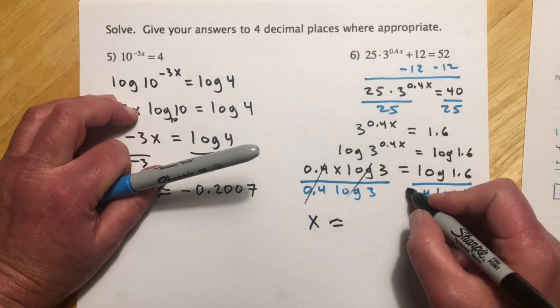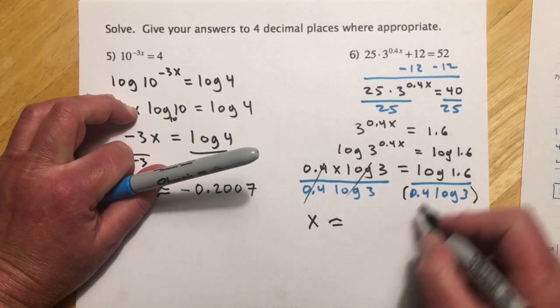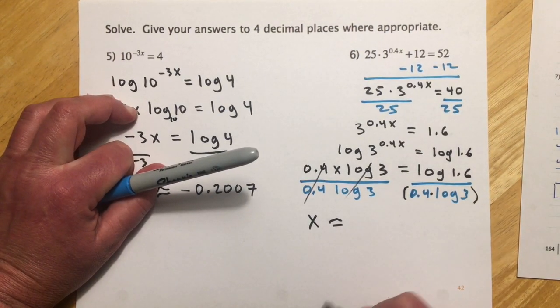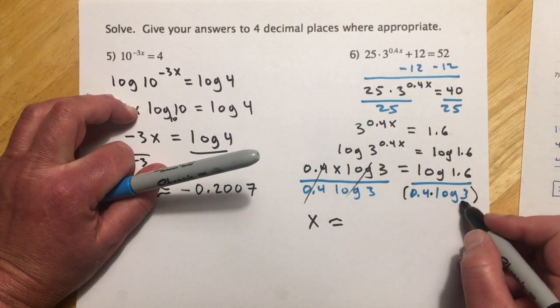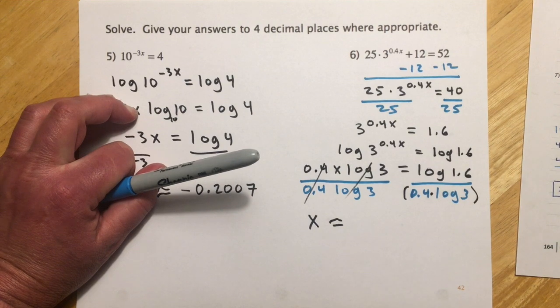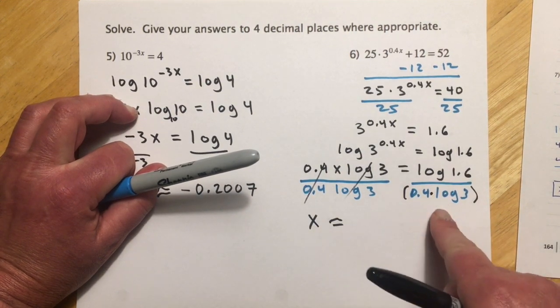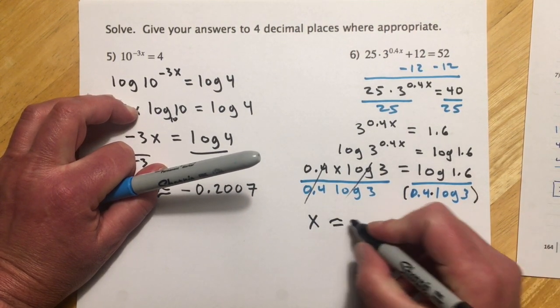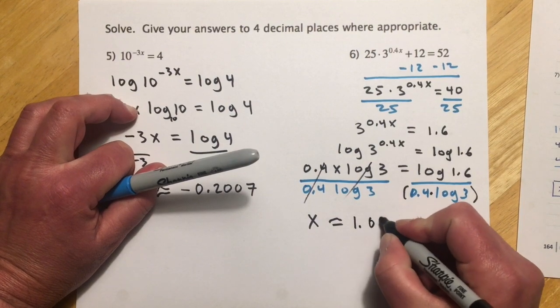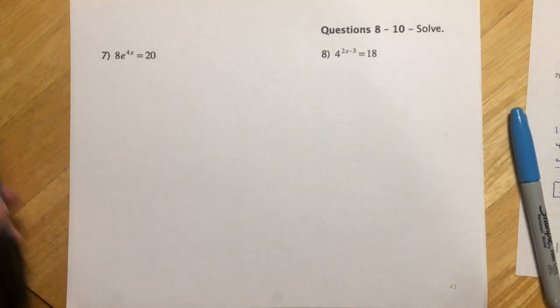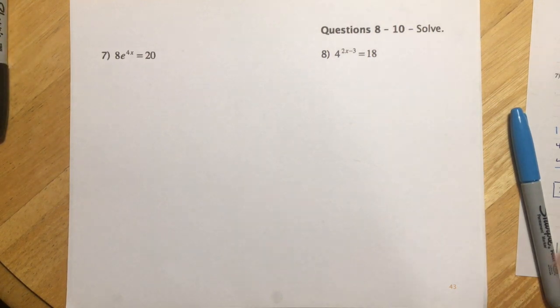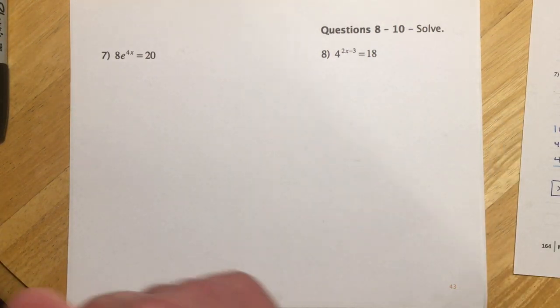If you're doing it all at once, make sure you get parentheses around the bottom with the times sign right there when you do your divide. Otherwise, it'll divide by the 0.04 and multiply by the log 3. And so if you get this in the calculator correctly, I got 1.0695. So number 7 involves e, so that means we're going to want to use a natural log with that.